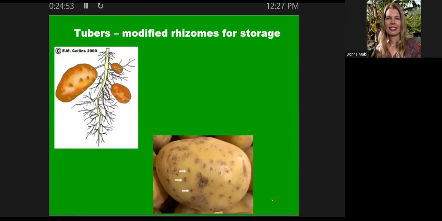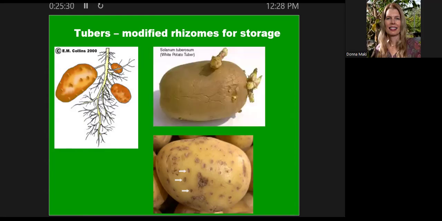Tubers, so you'll look at tubers as well. I think you've already looked at tubers in some regard when we looked at starch. So tubers are modified rhizomes, which are modified stems. If you grow potatoes and dig up the root system, you'll see these underground rhizomes that have enlarged into tubers. And the white arrows here in the lower picture are pointing to the lenticels of the tuber. And this one's sprouting.